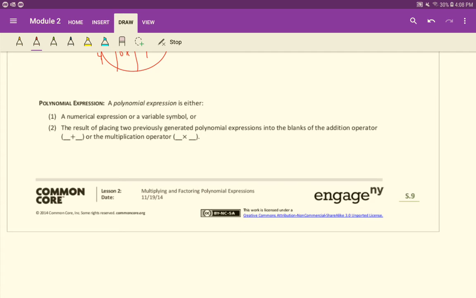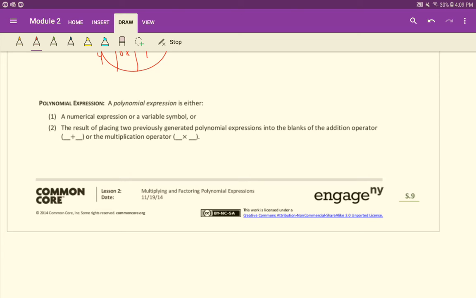Quick little note here too, we talk about polynomial expressions. A polynomial expression is either a numerical expression or a variable symbol, or it's the result of placing two previously generated polynomial expressions into the blanks of the addition operator plus blank, or the multiplication operator blank times blank.